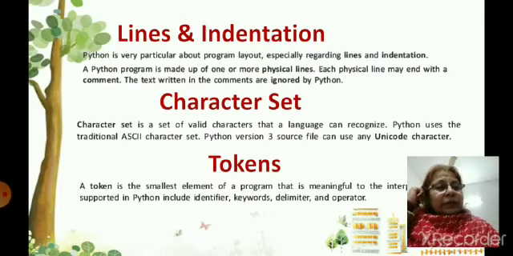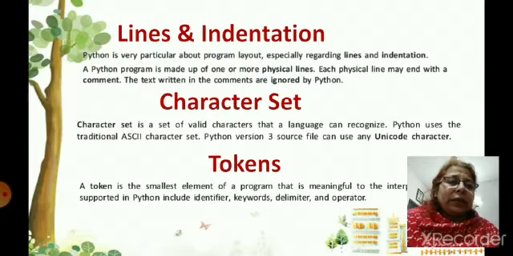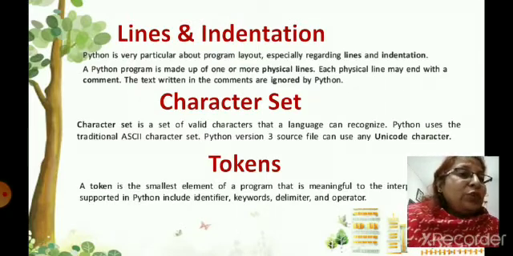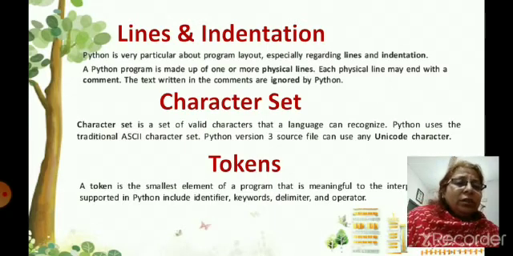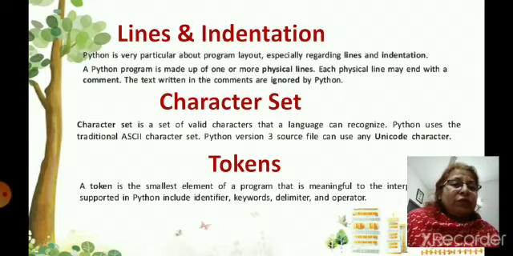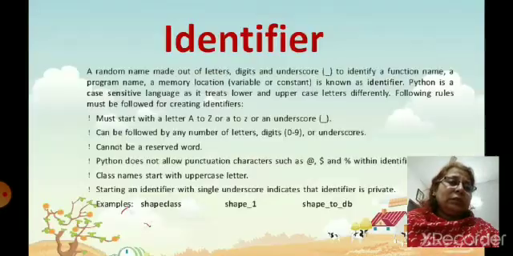Now character set. Character set is a set of the valid characters, the ASCII characters. Okay. Python version 3 source file can use any Unicode character. It can use tokens. Tokens are the smallest elements of the program that are meaningful to the interpreter, supported in Python, including identifiers, keywords, delimiters, operators. What are these things? We will learn in this class.